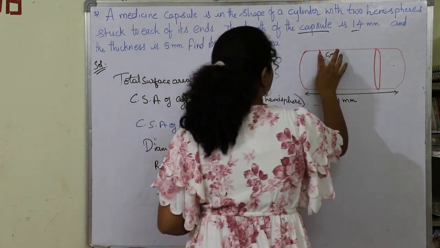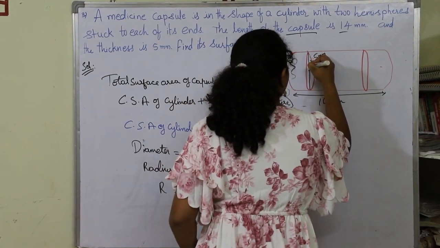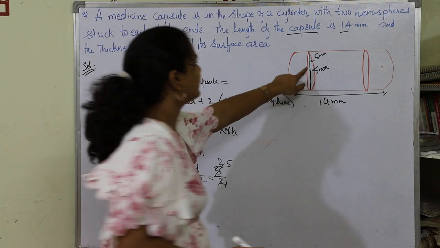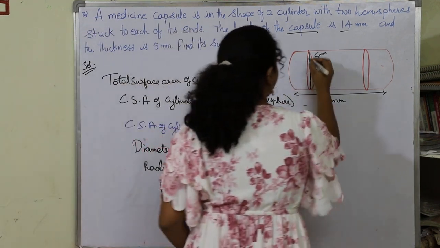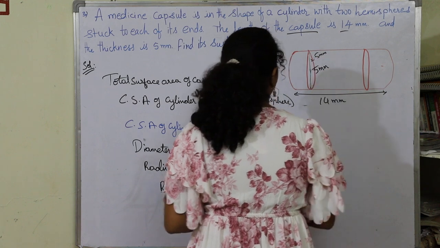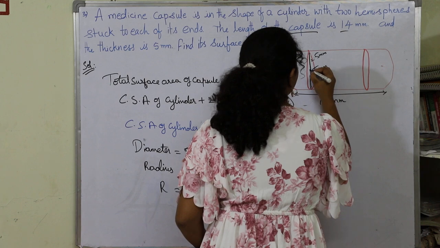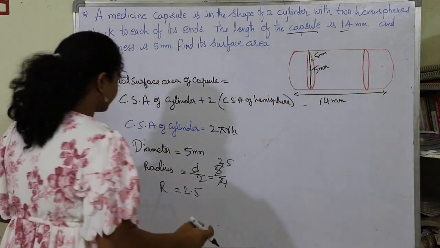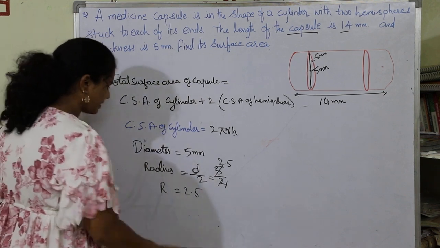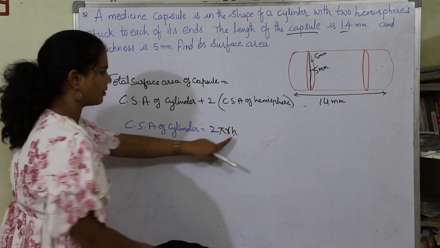Let me draw my radius with the other one. So this will be the radius, where the radius is 2.5 millimeters and the total diameter is 5 millimeters. Now here I got the radius value, where radius equals 2.5, right?